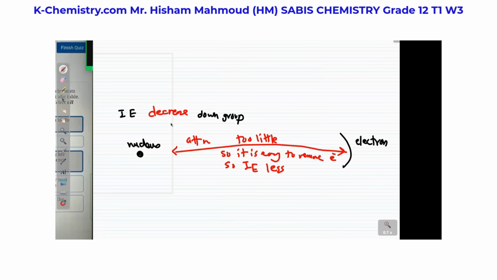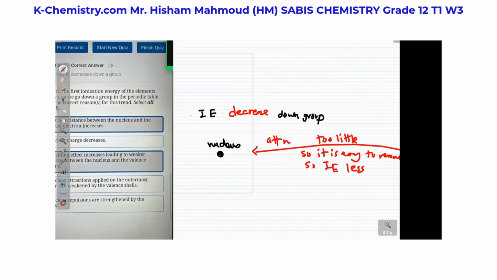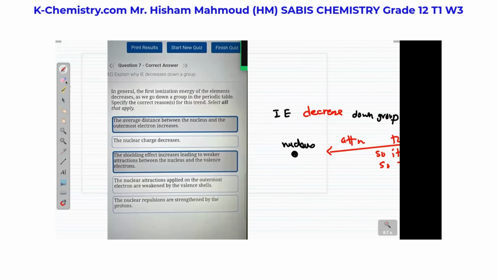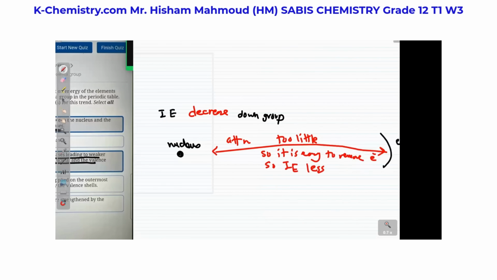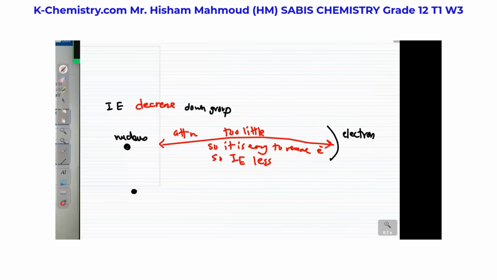This is the first reason, what we just explained here: the average distance between the nucleus and the outermost electron increased. The second reason is the shielding effect caused by many core electrons. When the electrons are that far from the nucleus, it's not just afar. There are many layers of other energy levels in between.